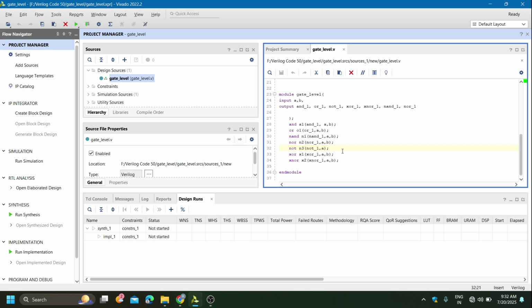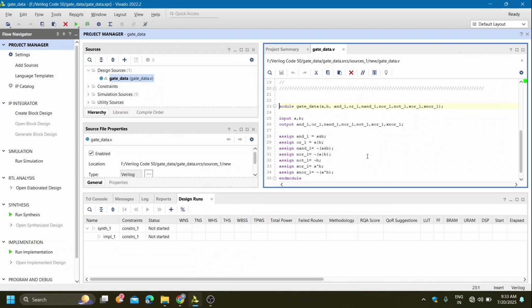Today we will solve logic gates using data flow modeling. First, understand what data flow modeling is. In data flow modeling, we can directly write the expression for our output, and based on that expression, the output will come. So that is data flow modeling.